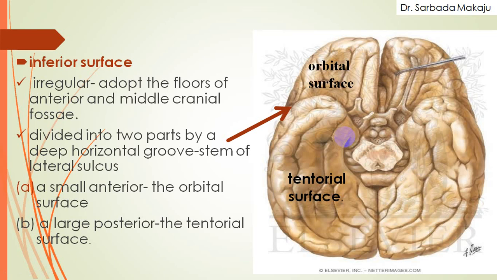Now, the inferior surface of the cerebral hemisphere. This whole portion is known as the inferior surface. It is irregular in shape because it has to adapt to the floor of the anterior and the middle cranial fossae. This inferior surface is divided into two parts. The anterior part is smaller. This is the orbital surface. The posterior part is larger. This is known as the temporal surface. The orbital surface and the temporal surface are separated by a groove, which is the starting point of the lateral sulcus and is known as the stem of the lateral sulcus.